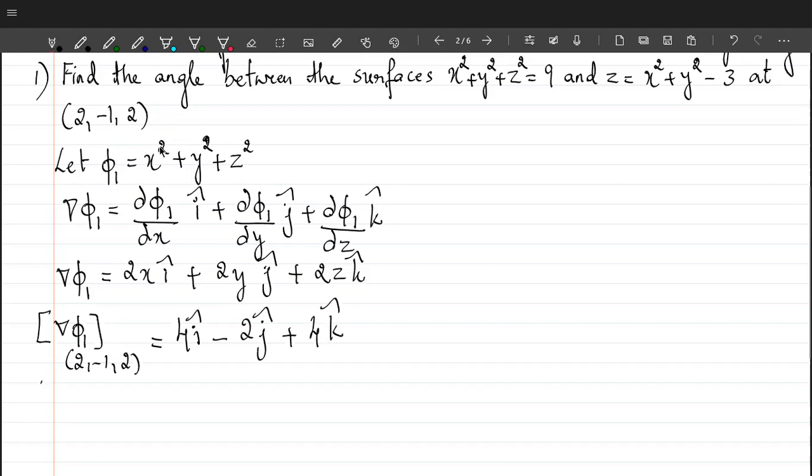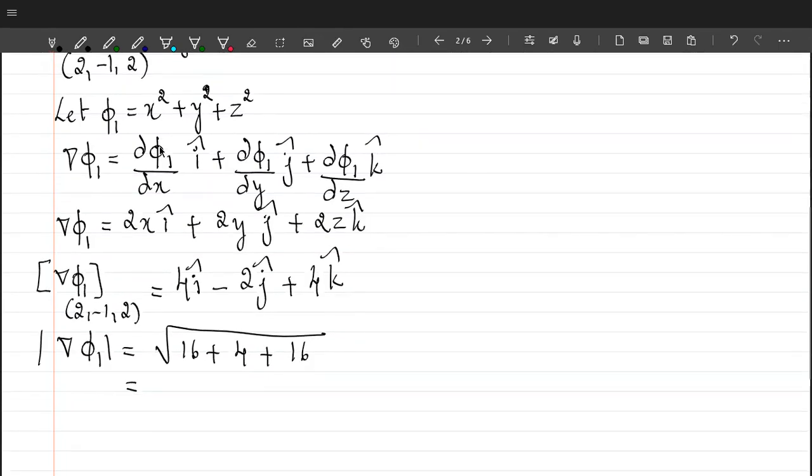Let's calculate the magnitude also. So magnitude of del phi 1 should be equal to square root of 4 square is 16, 2 square is 4, and here again 4 square will be 16. So what do I get? 16 plus 16 is 32 plus 4, 36. Root of 36, which is 6. So I'm done with the first surface now.